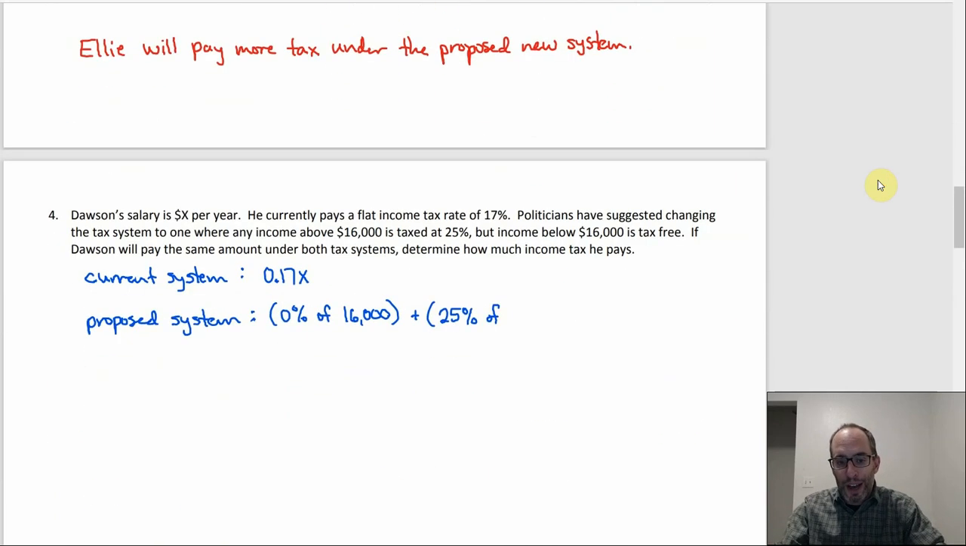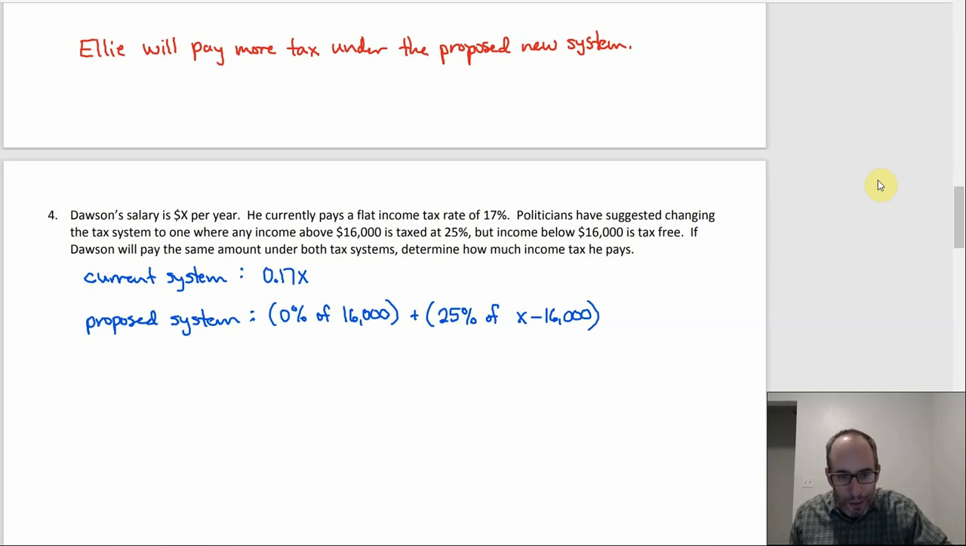So here, beyond 16, it must be x minus 16, since 16 plus x minus 16 is x. So the amount above 16,000 would be x minus 16,000. So that part's a little bit abstract, but that's what it would be, right? Since if you add x minus 16,000 to 16,000, you get x, his unknown salary, back out.